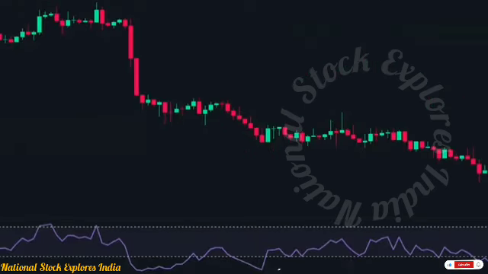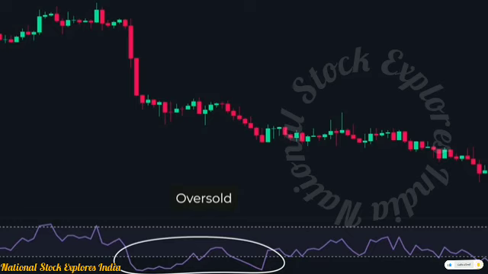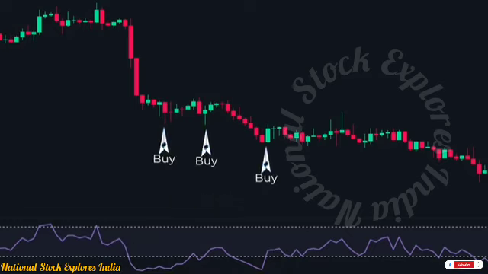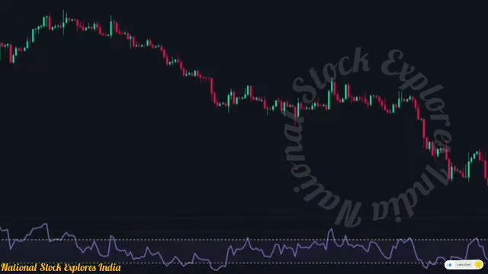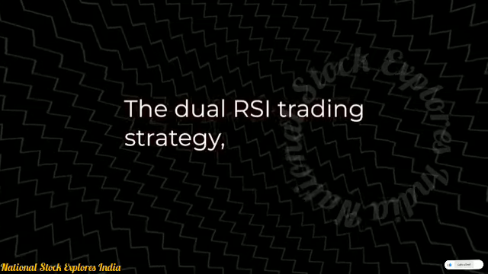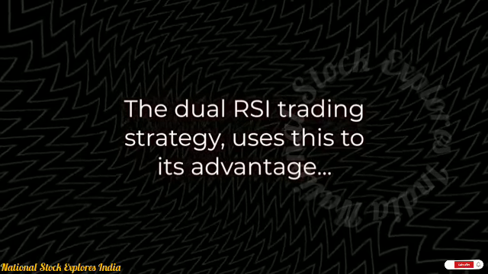In a downtrend, the price tends to stay oversold for long durations without any pullbacks. Buy trades here will lead to losses. However, the price tends to respect the overbought levels to a great extent. Whenever the price moves near the overbought level, we almost always see a reversal. The dual RSI trading strategy uses this to its advantage.